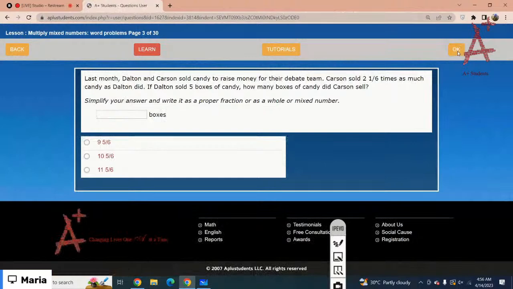Okay, the next one is last month Dalton and Carson sold candy to raise money for their debate team. Carson sold 2 whole 1 by 6 times as much candy as Dalton did. If Dalton sold 5 boxes of candy, how many boxes of candy did Carson sell? So you need to do 5 times 2 whole 1 over 6. Got it?